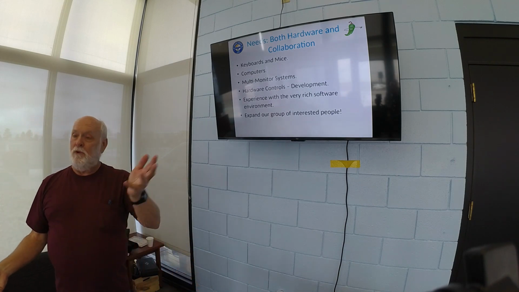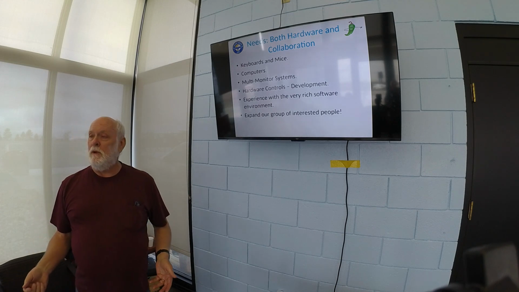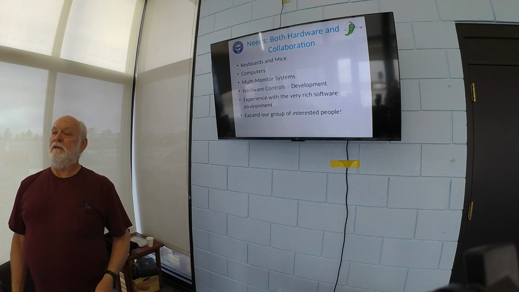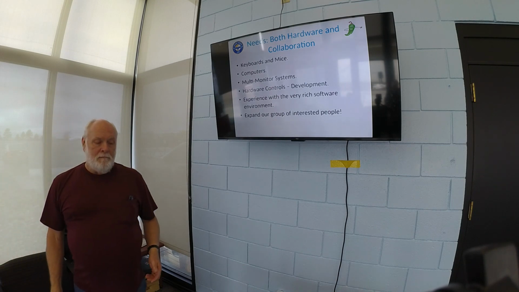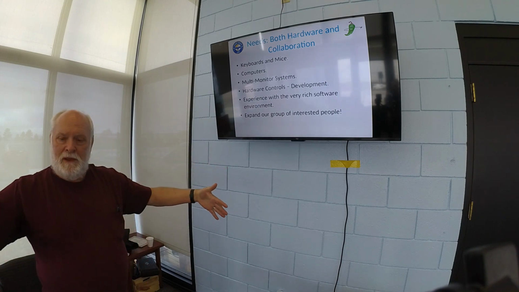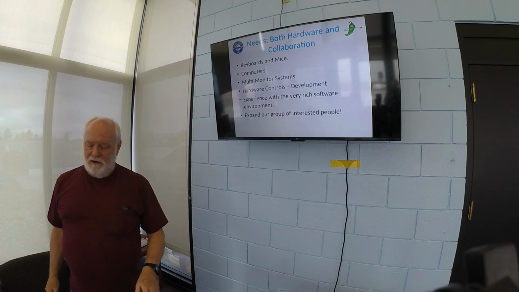Computers are always welcome. We're going to need more of them. If you've got a spare computer, my deal will be if I can make it work and it's useful, we'll use it. If not, I can take it to recycle as easily as you can. And the multi-monitor systems, I really want to try playing with some of the extra monitors at some point.